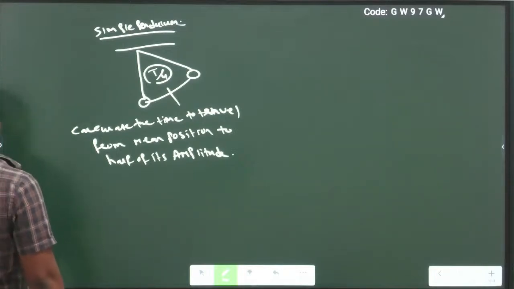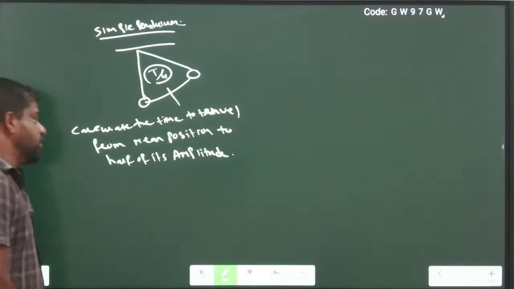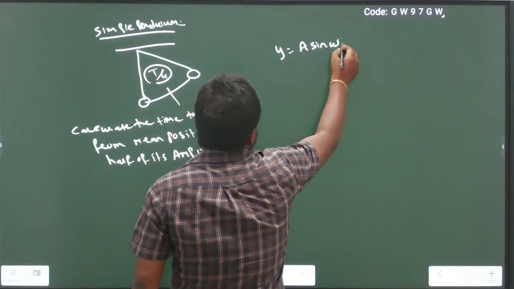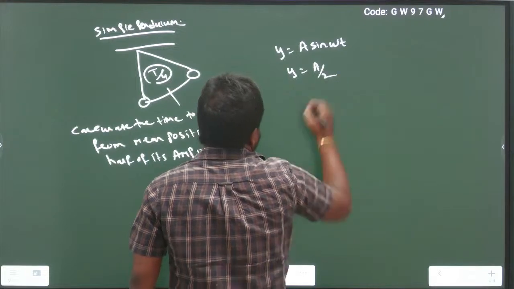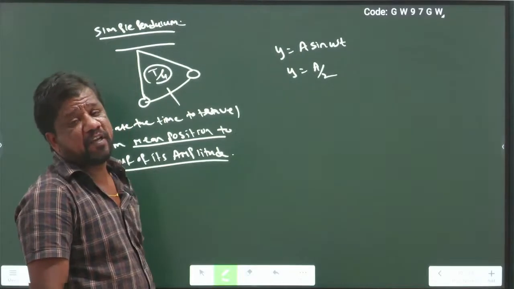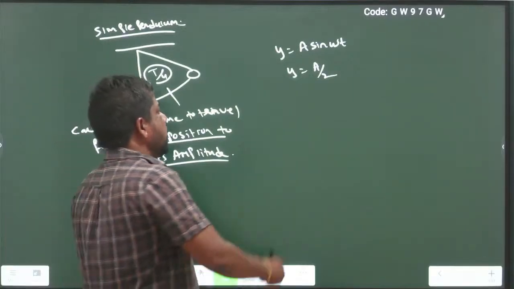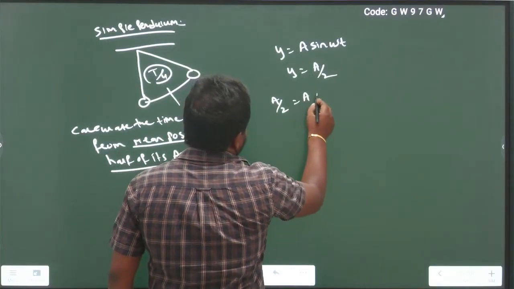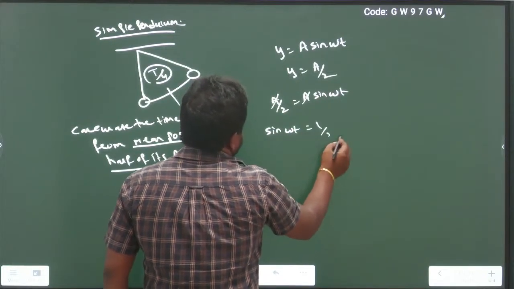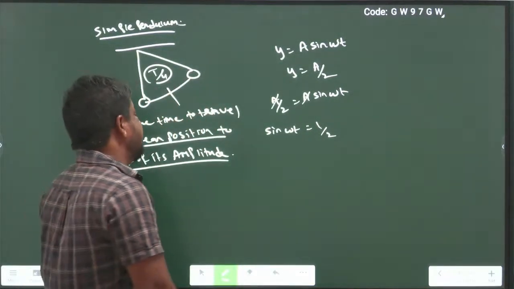When it is moving from mean position to extreme position, as I told you just now, the equation is y is equal to a sin omega t. Here y is equal to a by 2, because we are saying it is from mean position to half of its amplitude. So a by 2 is equal to a into sin omega t. A gets cancelled. Sin omega t is equal to 1 by 2. When is sin theta equal to 1 by 2? That is 30 degree.